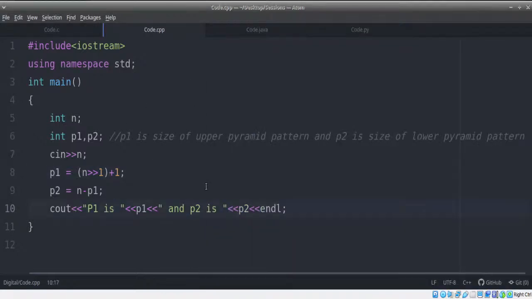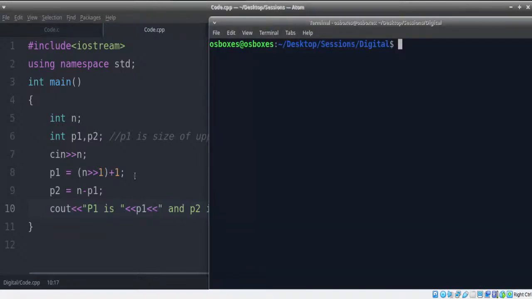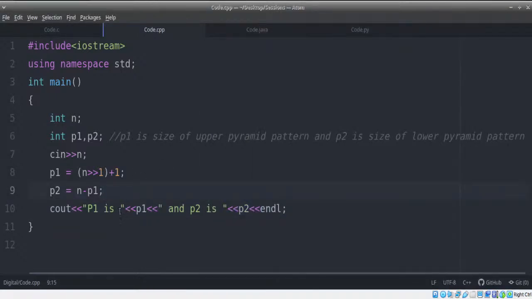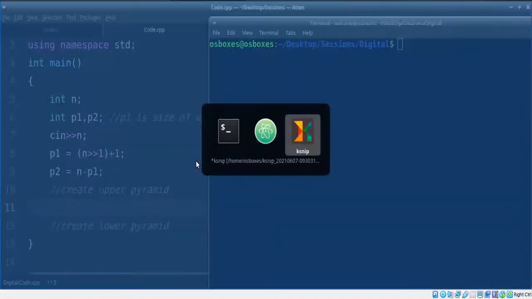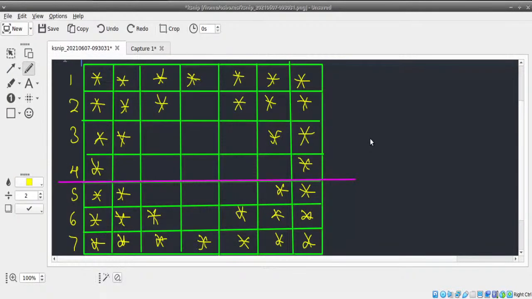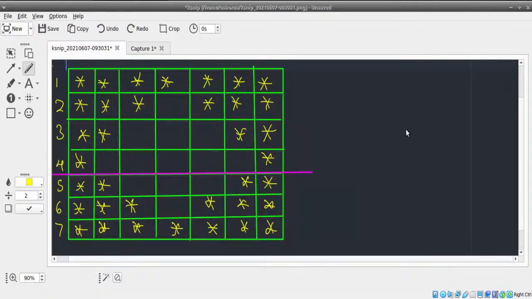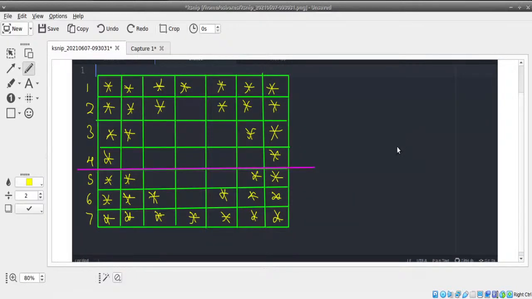Very quickly over here. Now, since this is clear, let me just write this down in short. First, let us do the first pyramid. Let's say create upper pyramid. Then let's create lower pyramid. So let's first create the upper pyramid. Now, if you guys observe this, look at only the upper pyramid, first 4 lines. Let's forget the rest. We really don't need those values for now.